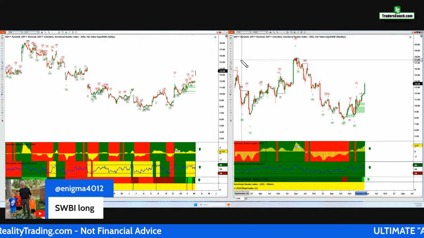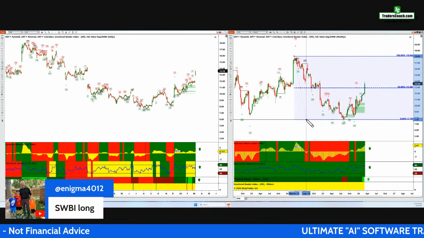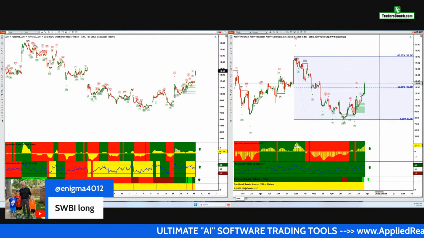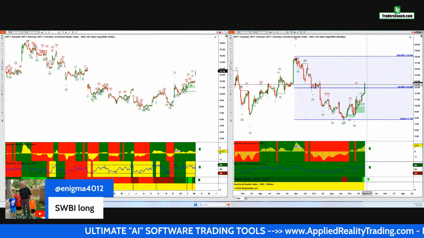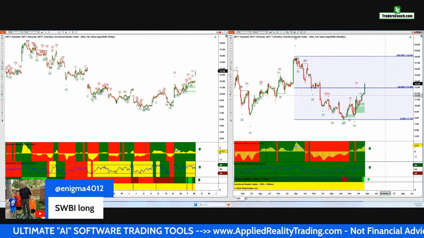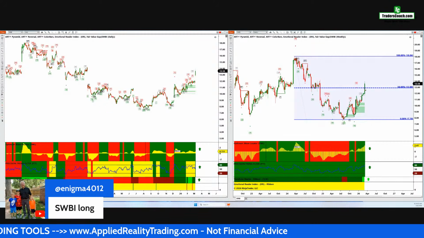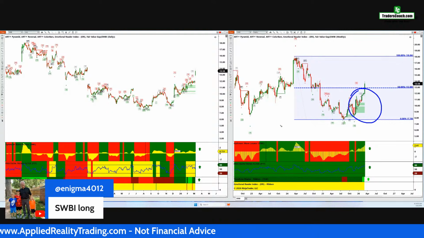So let me draw fibs here and see if it's in the discount area. Right now, currently, it's in the premium area, so that is usually an area where I don't like to enter. I like to enter if I'm going to enter down in this area here.